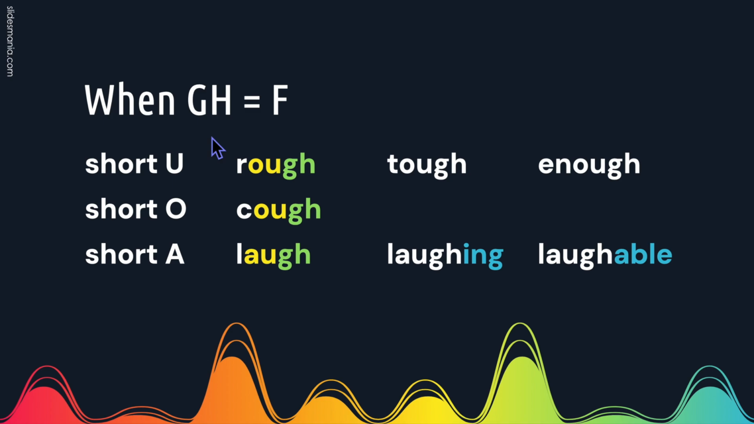There are a few words where GH has the sound of F. In these words, the OU will have a short U sound, so we have rough, tough, enough. In this word, we have a short O sound, cough. In these words, AU, rather than having its normal sound of ah, will have a short A sound. So we have laugh, laughing, and laughable. Notice we can add suffixes and it does not change the sound of the vowel.